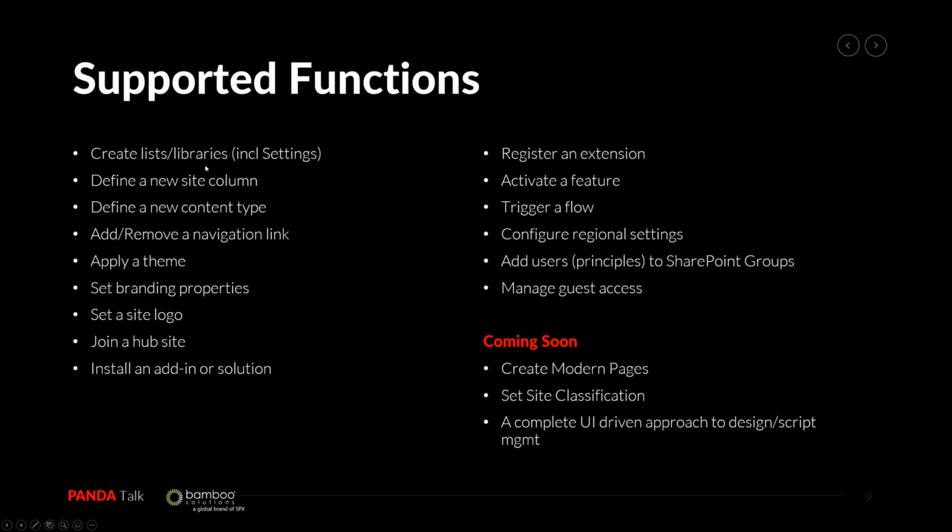So if we could just look real high level here at the supported functions, we can do things like create lists and libraries. We can define new site columns and content types. We can adjust navigation as we see fit. We can apply themes and branding properties, and we can actually join hub sites. We can even install add-ins or solutions. So as you provision a new site collection for a project team, maybe they need this add-on in their site collection. You could go ahead and automate that process here.